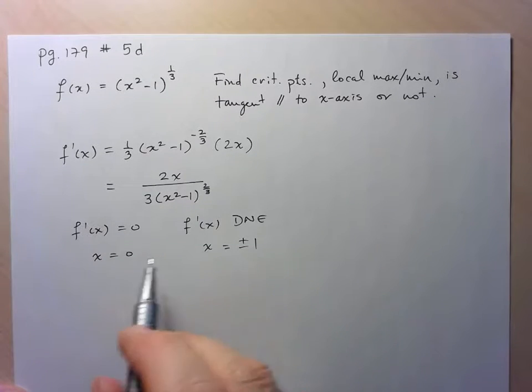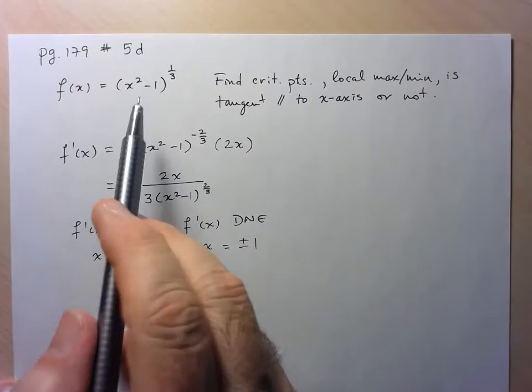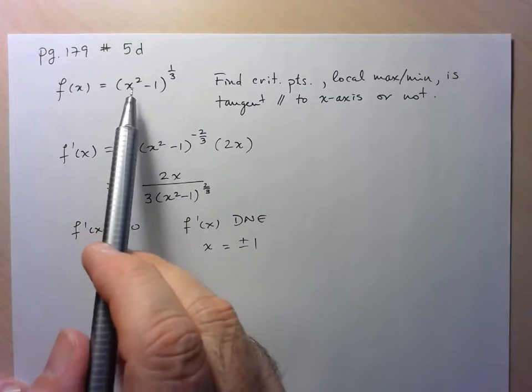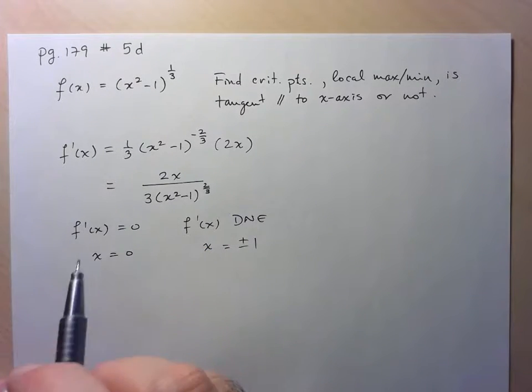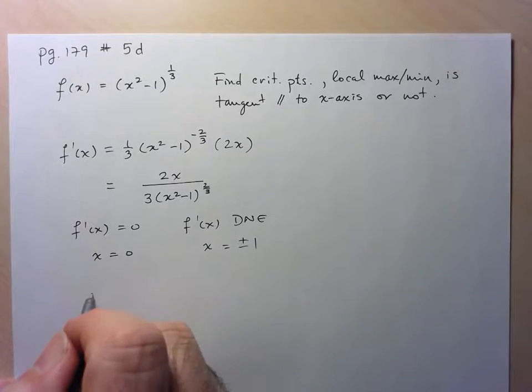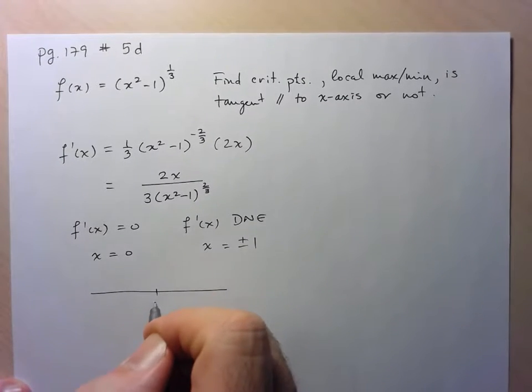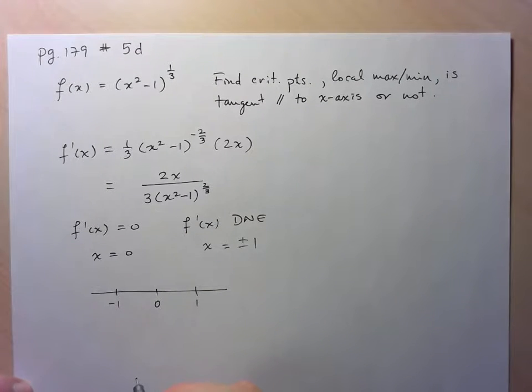Now notice they're not just critical numbers, they're actual critical points, because if I go back to the original function, this function is defined everywhere. An exponent of 1/3 does not have the same restrictions as an exponent of 1/2 does. So these, in fact, are all critical points. Let's put in 0, -1, and 1. Of course, I'll use the first derivative test to see if there are any local extrema.